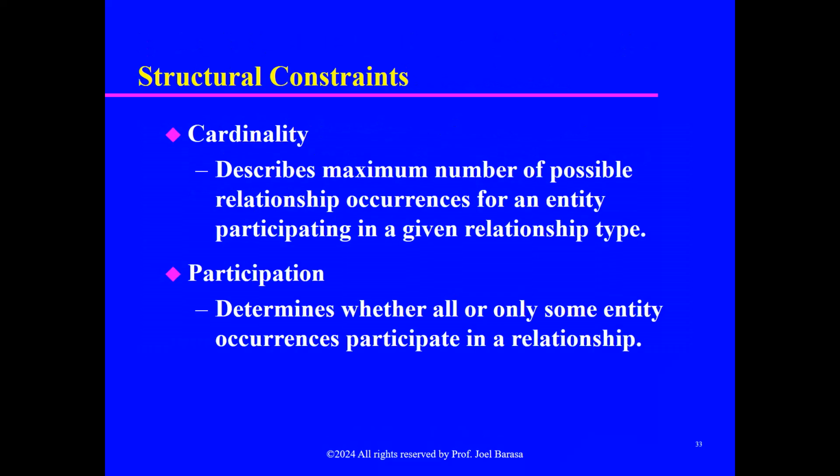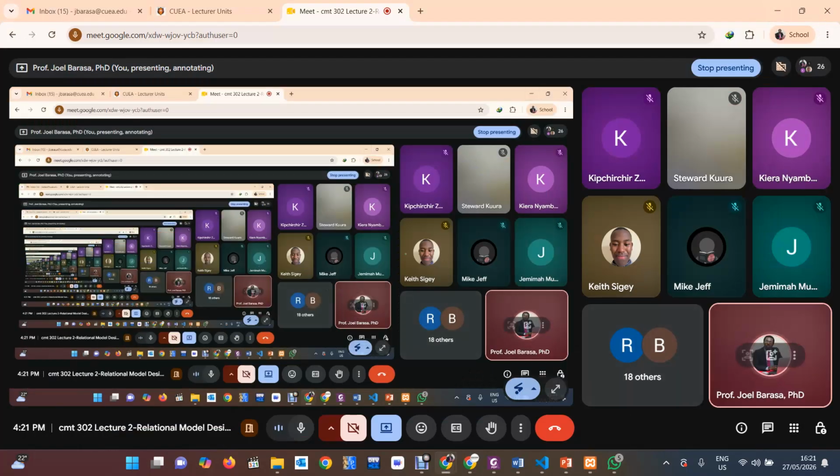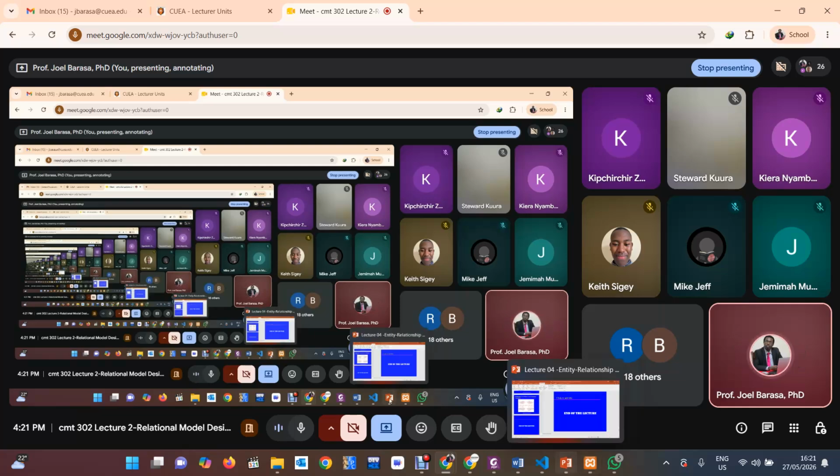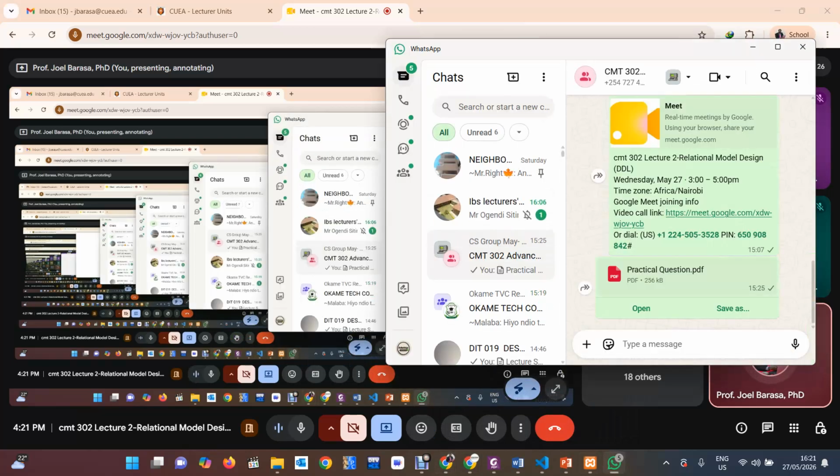So I think I want to just end here. Cardinality, participation, you can be able to read that. Cardinality describes the maximum number of possible relationship occurrences. Participation determines whether all or only some entities occur particularly in the relationship. And therefore, I want to end my discussion there. I want you to code this in your SQL instead of spending much of the time here.